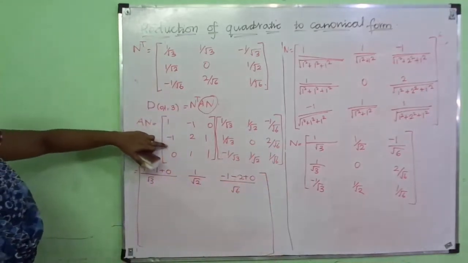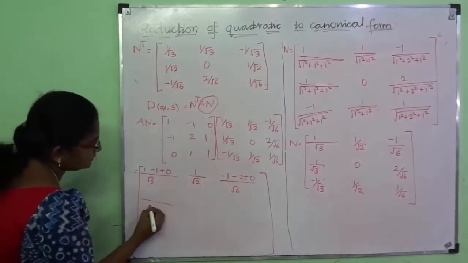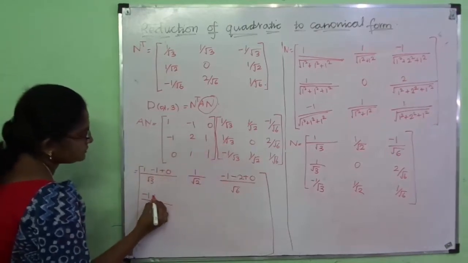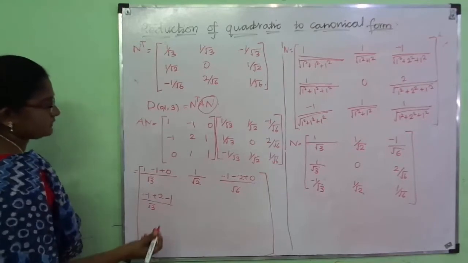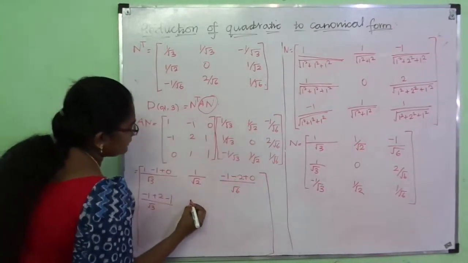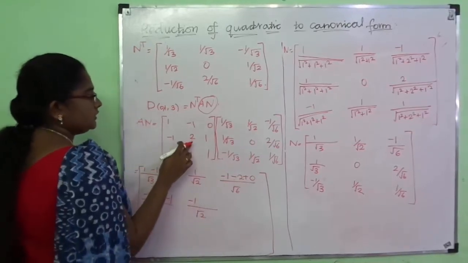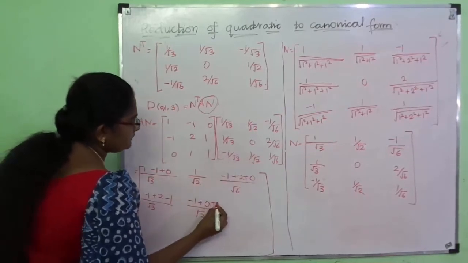The next, second row and the first column. Minus 1 into 1 by root 3 will be minus 1. 2 into 1 by root 3 will be 2. 1 into minus 1 will be minus 1. In the second row and the second column. Minus 1 into 1 by root 2 will be minus 1 by root 2. 2 into 0 will be 0. 1 into 1 by root 2 will be 1.